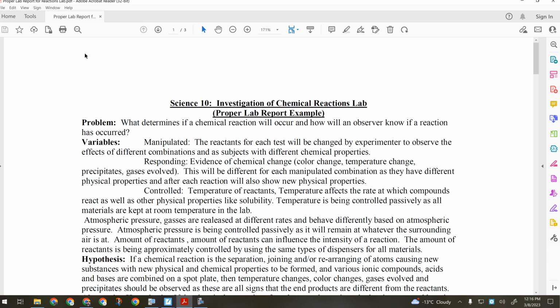The other part of your explanation is why I control them. That would be, how do they affect the experiment? Each one of them affects the experiment differently as well. That's why they each have to be explained separately. So, first controlled variable, temperature of the reactants. Temperature affects the rate at which compounds react, as well as other physical properties like solubility.